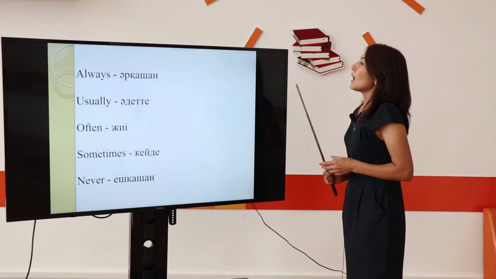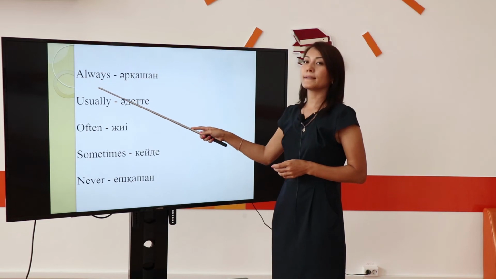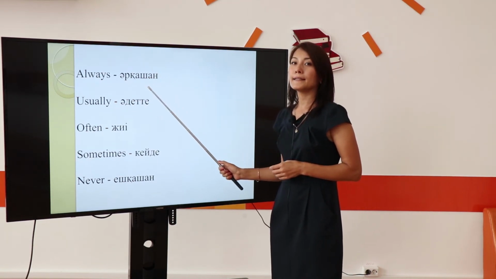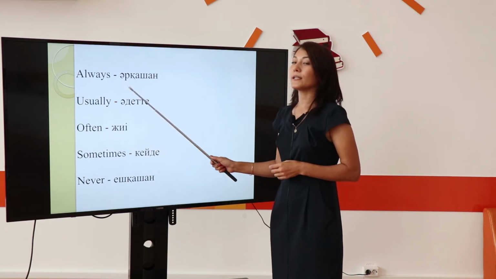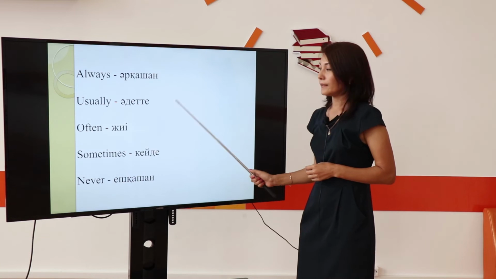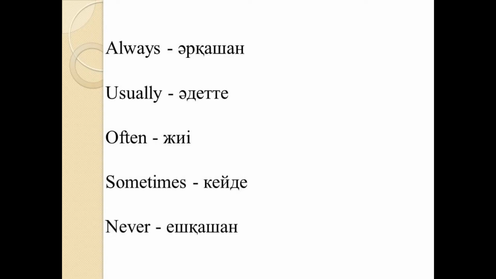Okay, next, let's try to translate them. Always, әрқашан, usually, әдетте, often, жиі, sometimes, кейде, never, ешқашан. Okay, always, usually, often, sometimes, never.